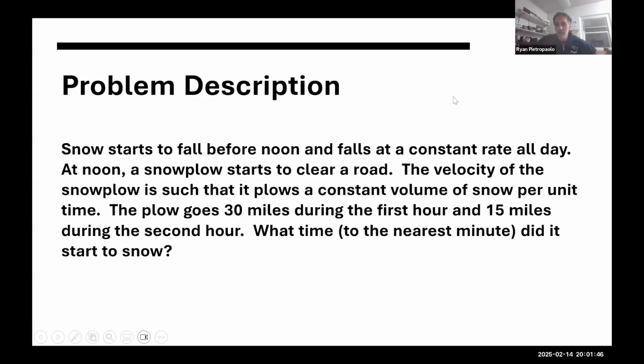Here's the description. I did put this in the introduction to the problem. I am moving my screen around here. Snow starts to fall before noon and falls at a constant rate all day. At noon, a snowplow starts to clear the road, and the velocity of the snowplow is such that it plows a constant volume of snow per unit time. The plow goes 30 miles during the first hour and 15 miles during the second hour. And the question is simple: what time did it start snowing?